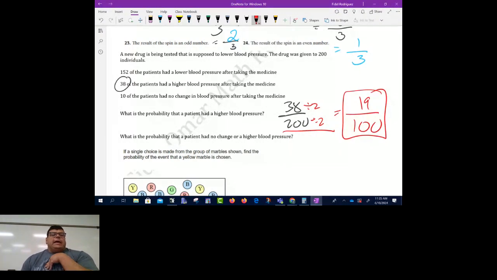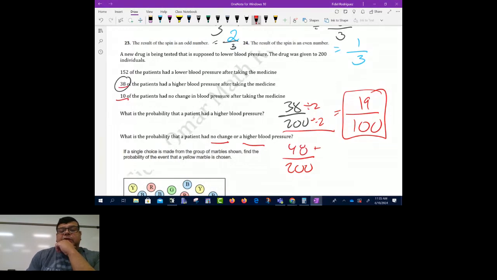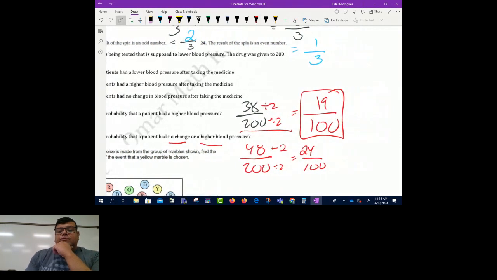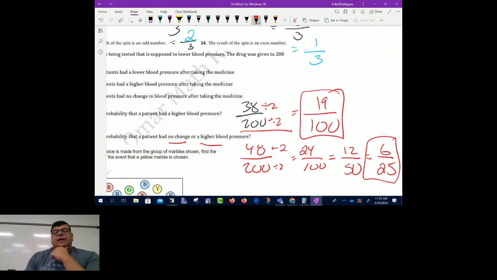Okay. And then the same thing for the next part, y'all. It says find the probability the patient either had no change or higher. Okay. So again, y'all, 200, right? No change was 10. Higher was 38. That's 48. Okay. Look, y'all, let's divide them by 2 again. Again, 100. Half of 48, y'all, 24. Okay. Guys, we can divide them by 2 again. Half of 24, 12. Half of 100, 50. Y'all, we can divide them by 2 again. Half of 12, 6. And half of 50, 25. And that's where we'll stop because we can't reduce those anymore.